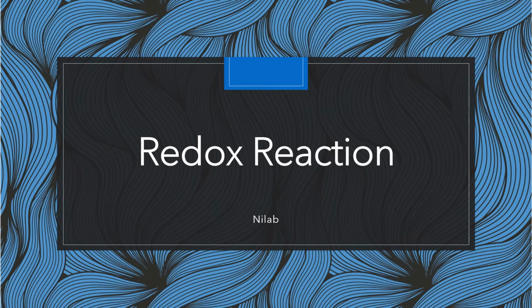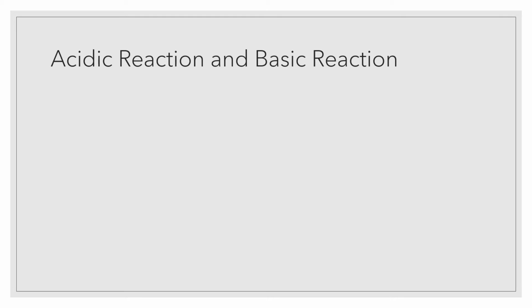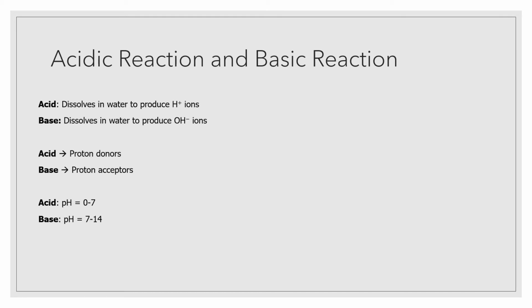In this video, I'll be talking about redox reactions and acids and bases as well. Before we get into the topic, we need to define what we mean exactly by acid and base and also their reactions. Acids are substances that dissolve in water to produce hydrogen ions, whereas bases are defined as substances that dissolve in water to produce hydroxide ions. Acids are proton donors and bases are proton acceptors.